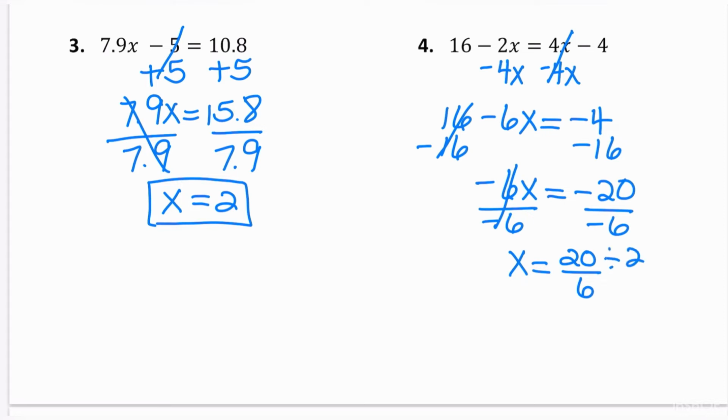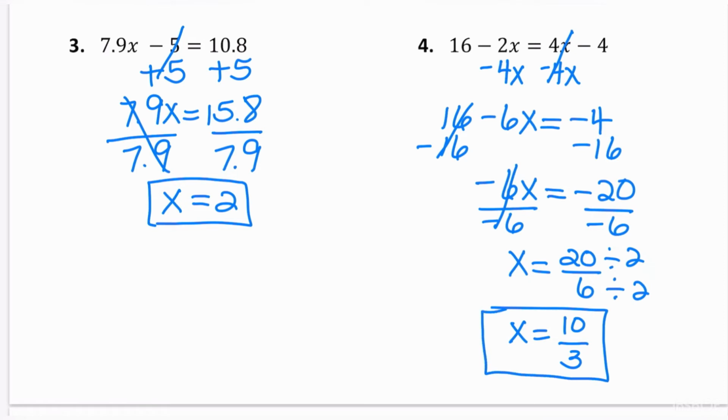So if I divide by 2, then my answer is going to be 10/3. And 10/3 does not divide evenly. You can simplify this as basically 3.3 repeated, because if you were to take your calculator and do 10 divided by 3, you're going to get 3.3 repeated.